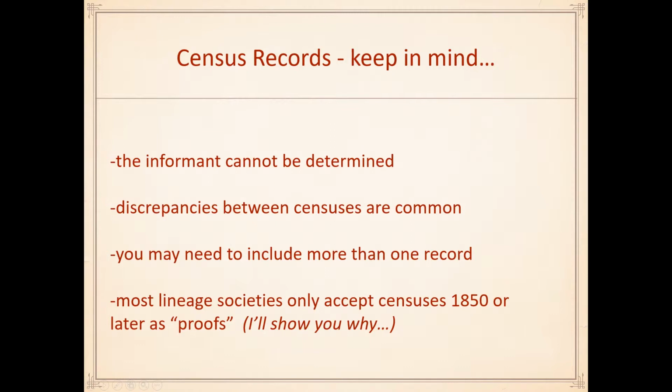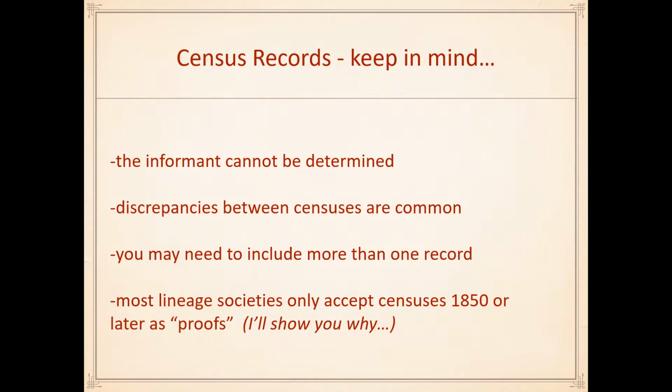Just a few things to keep in mind about census records. The informant, or the person who answered the questions from the census taker, cannot be determined. We'd like to think it was the head of household who answered the questions, but we really don't know. It could have been a teenage child, or it could have been a neighbor.